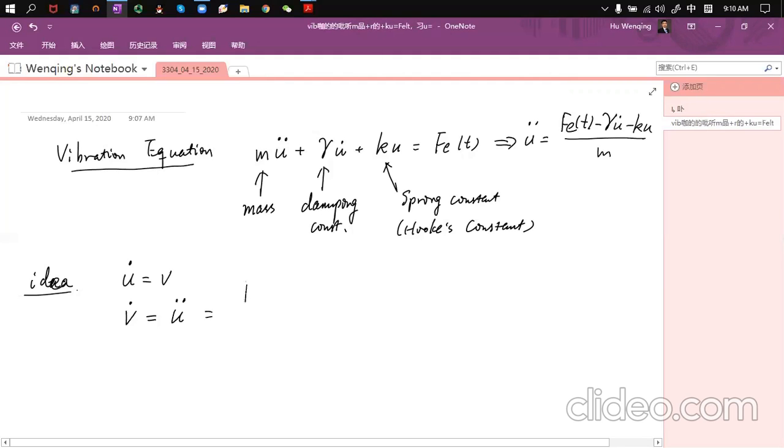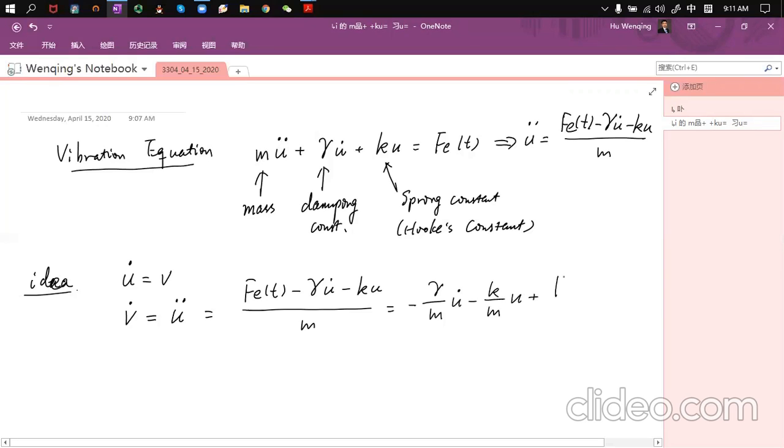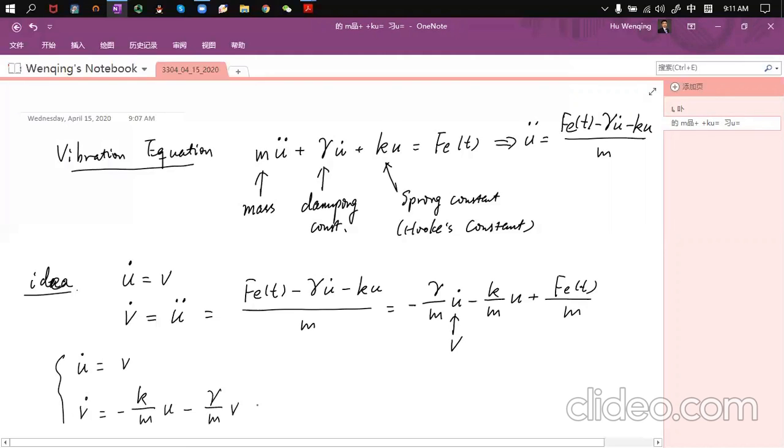So if you write it this way, you see that v dot is minus gamma over m times u dot, minus k over m times u, plus external forcing divided by m. That's a natural way to write v dot. But what is u dot? If u dot is equal to v, then u dot here must be equal to v. So you end up with a system: u dot is equal to v, and v dot is equal to minus k over m times u, minus gamma over m times v, plus the external forcing divided by m.